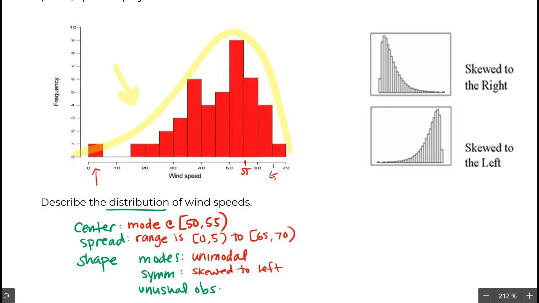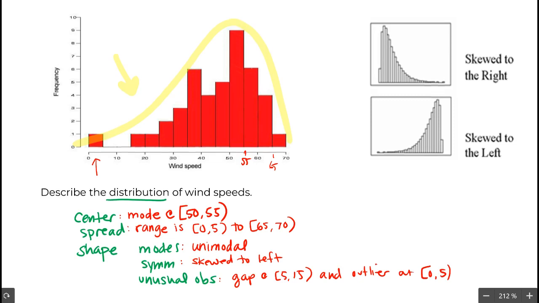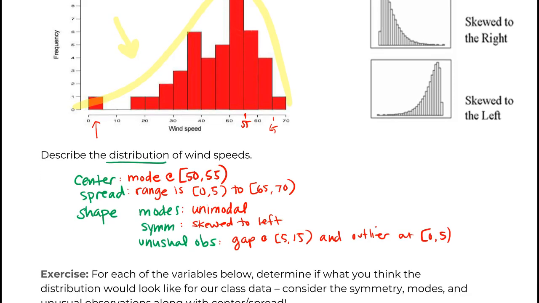And then our last thing, unusual observations. So again, we have both of the things we talked about in the previous page. There is a gap at 5 to 15 and an outlier at 0 to 5. We're not going to assess whether or not that's something going on, but we want to tell somebody about the outlier in case for some reason the machine was malfunctioning on that day, whatever they used to measure wind speed. They could throw that value out, or they could confirm it was just an unusually calm day.